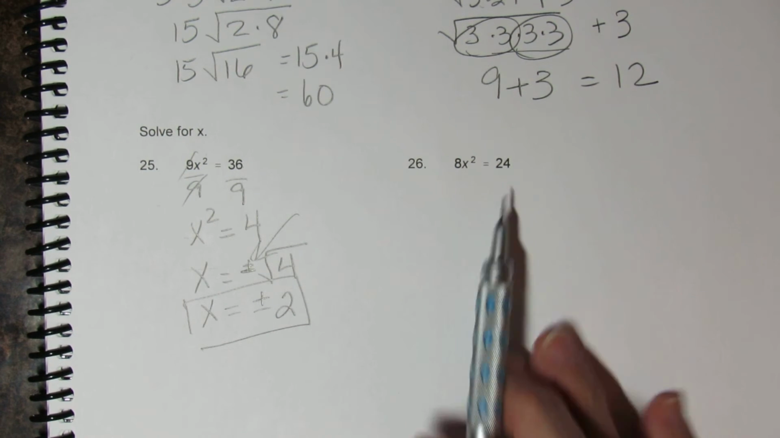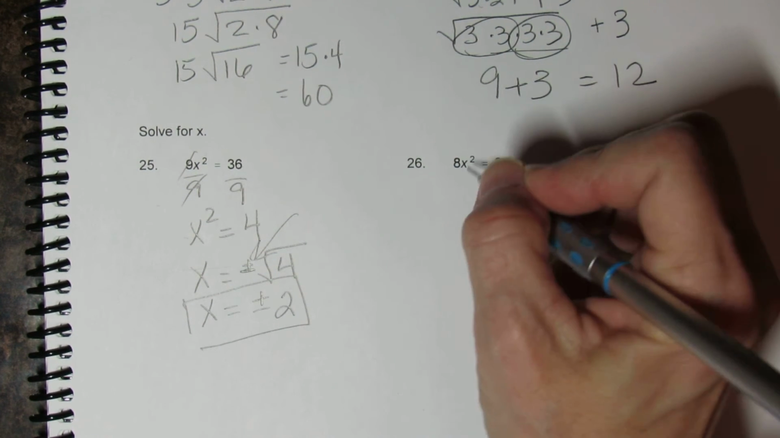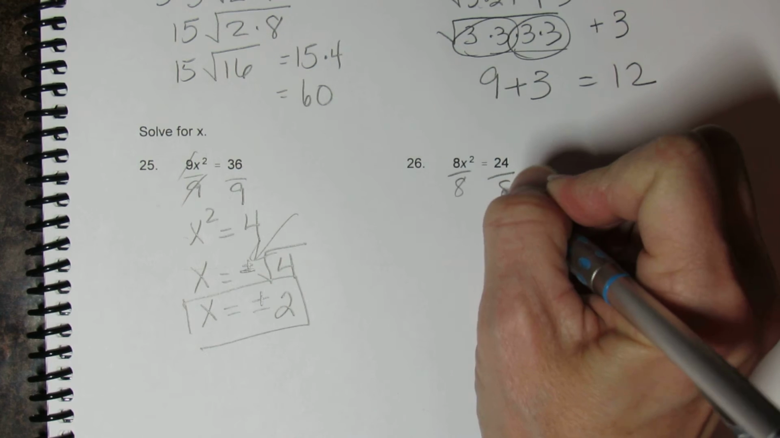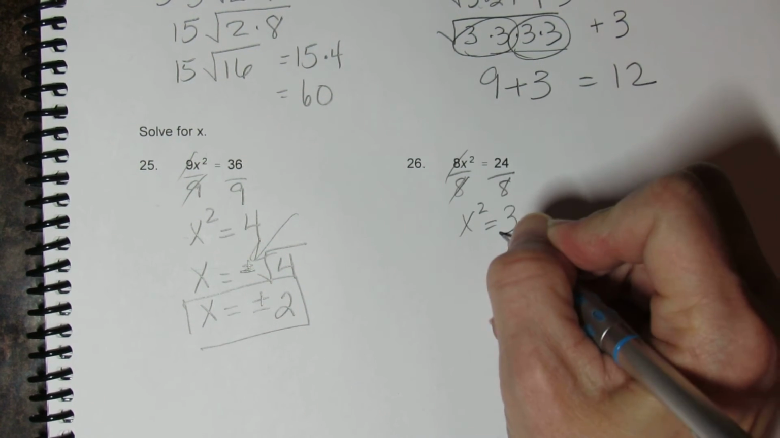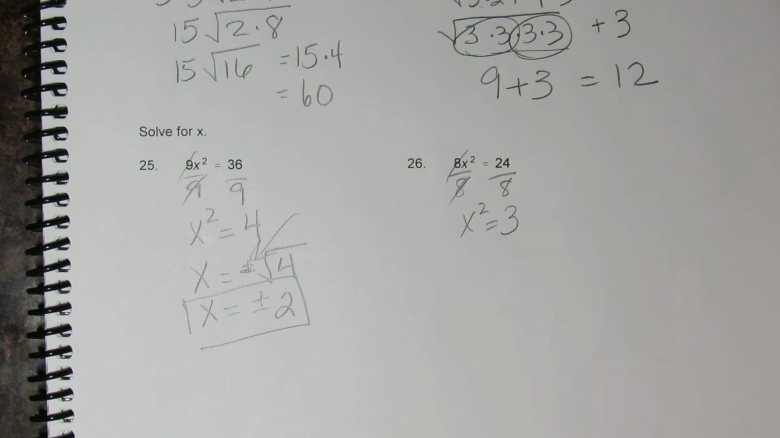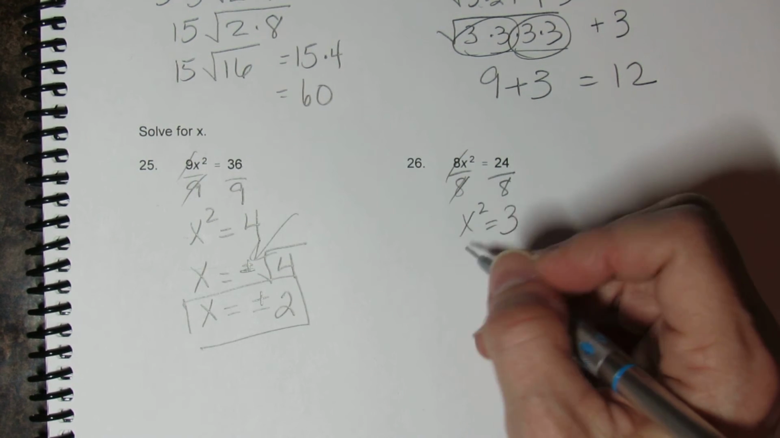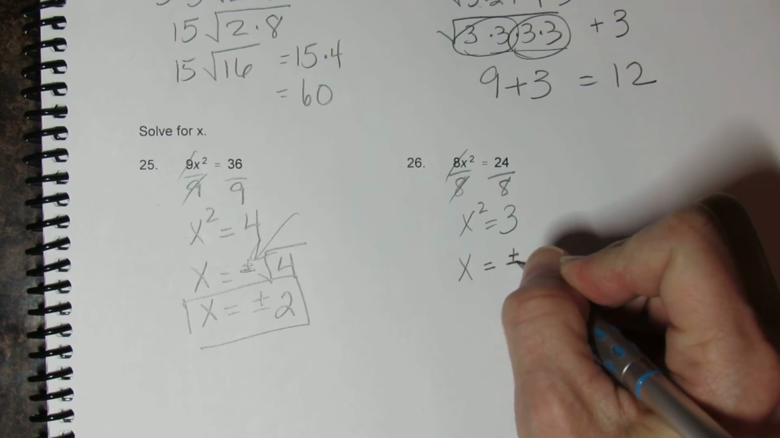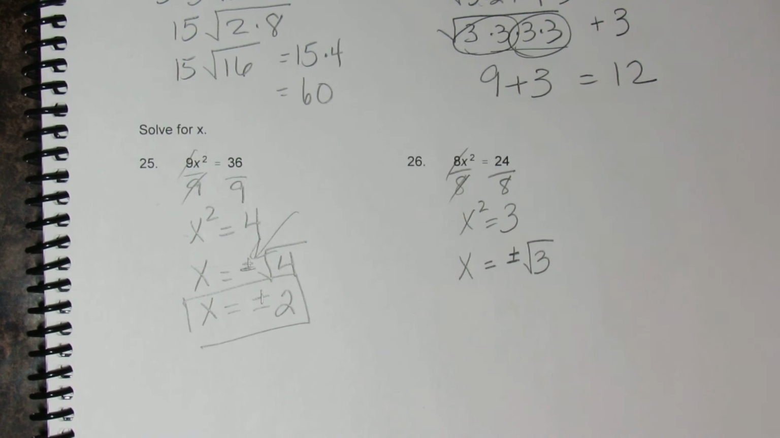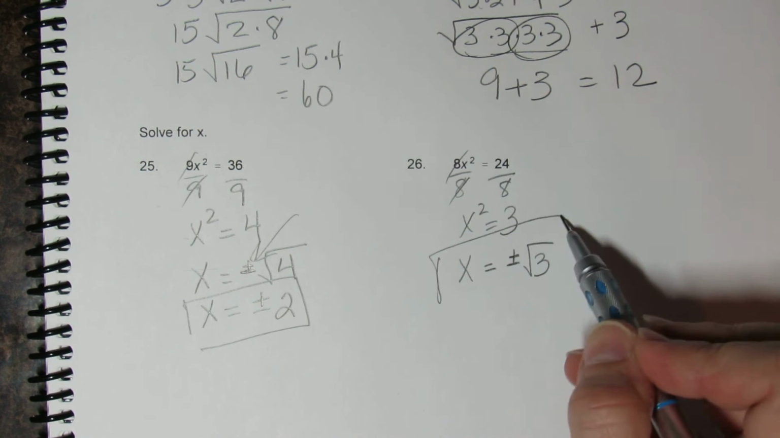All right, same thing over here. You've got 8x squared equals 24. First you divide by 8. And the 8's are going to cancel and you end up with x squared equals 3. You take the square root on both sides, so x squared just becomes x, and you put plus or minus the square root of 3. So this would be your solution.